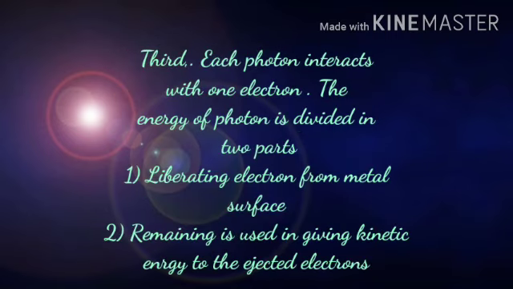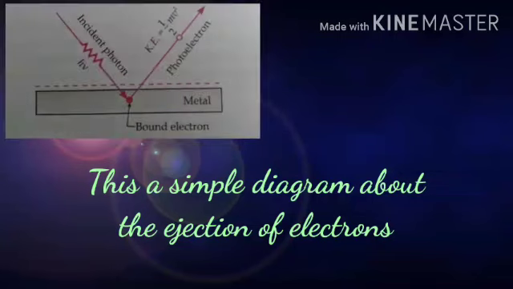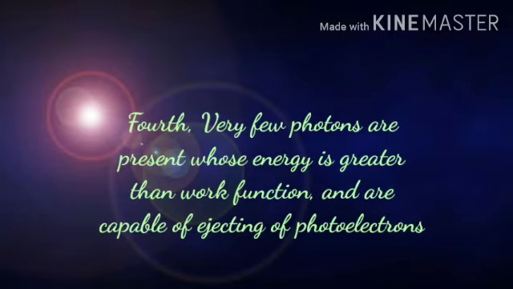Third, each photon interacts with one electron. The energy of the photon is divided into two parts. First, liberating the electron from the metal surface, and second, the remainder is used in giving kinetic energy to the ejected electron. Here is a simple diagram that explains electron ejection. Fourth, very few photons have energy greater than the work function and are capable of ejecting photoelectrons.